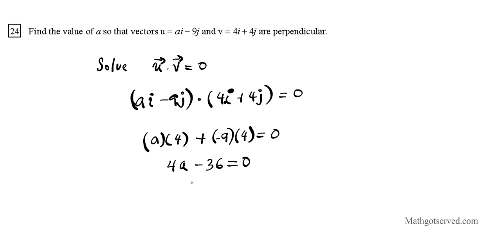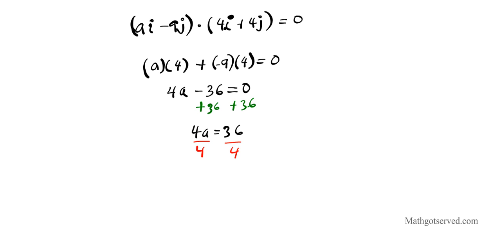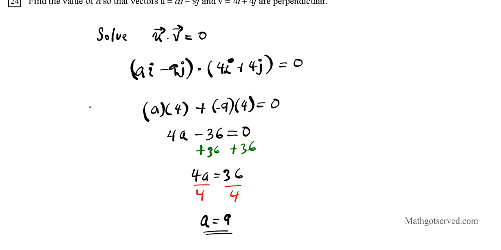Let's go ahead and do that. Add 36, you have 4a equals 36, and then divide both sides by 4, and then your final answer, a equals 9. So when a is 9, vector u is going to be perpendicular to vector v because your dot product will be 0. So there you have it. Alright, let's move on to the last question.